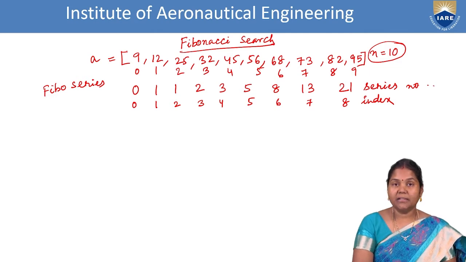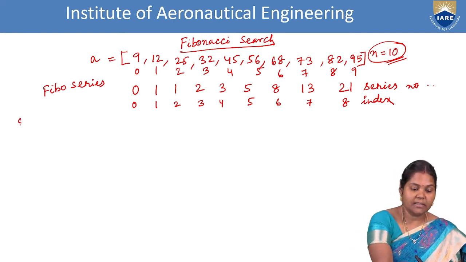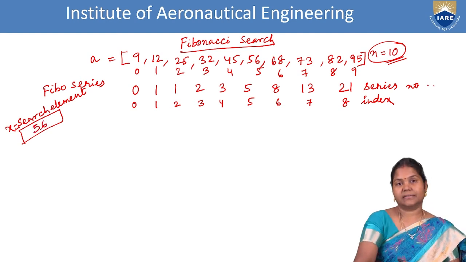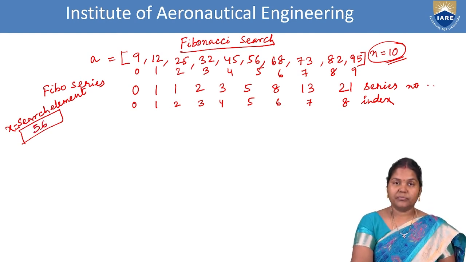Then, how to start the process? How many elements are there in this array for searching? So, let us take one search element. For example, the search element, let us say it is called X. X is the search element and we want to check for the element 56.